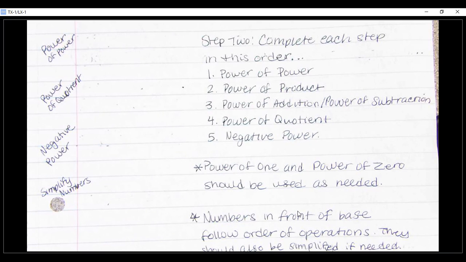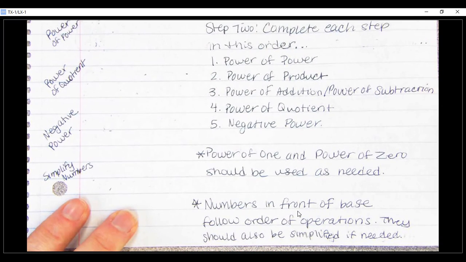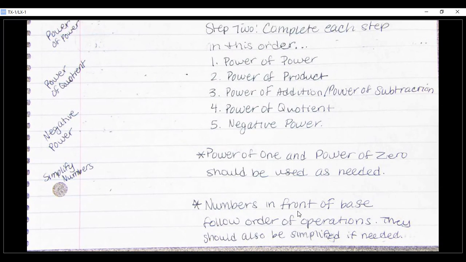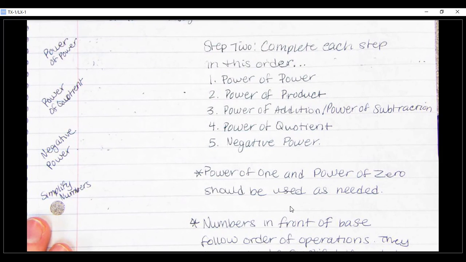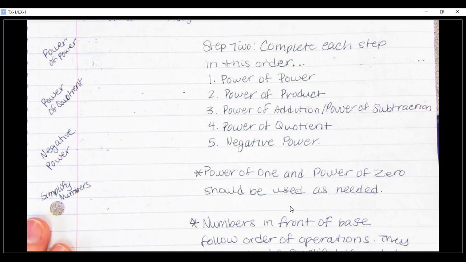Power of 1 and power of 0 should be used as needed, along with solving the numbers in the front. Numbers in front of the base follow order of operations. They should also be simplified if needed. So let's take a look at how that plays into our equation. So I have power of power. That was one of my rules that I have, and that's the one I'm going to use first.